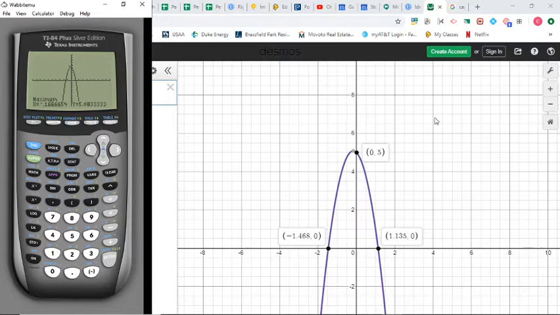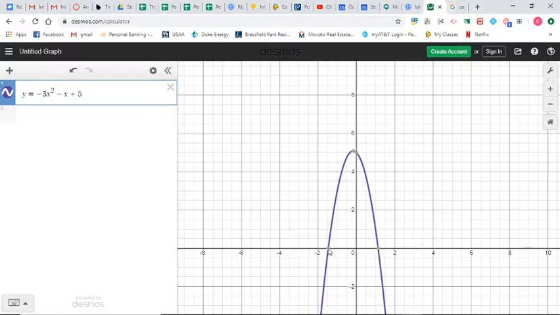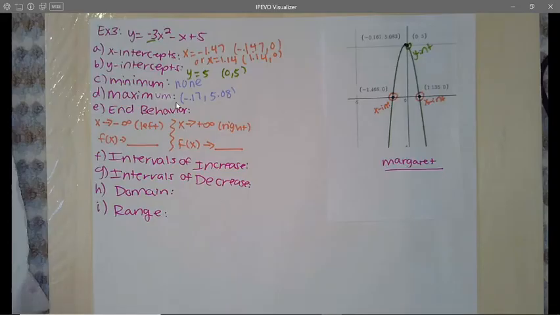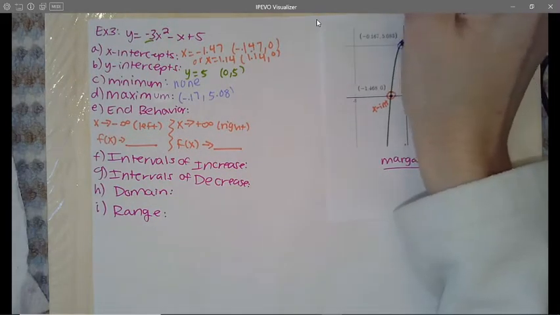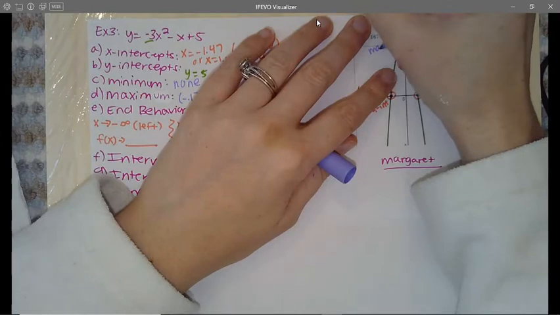Okay, and again, on Desmos, got my zeros, got my y-intercept, and here is my maximum. So if you guys see again, Desmos is a little quicker, but if you like to use your graphing calculator, I'm not going to say you can't. Okay, so I now have my point for my maximum right here, -0.17, 5.08. So this right here is the maximum.